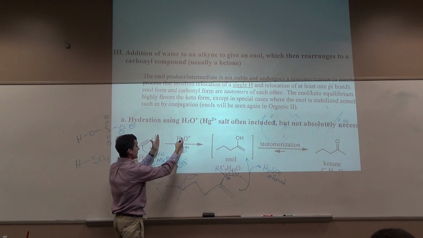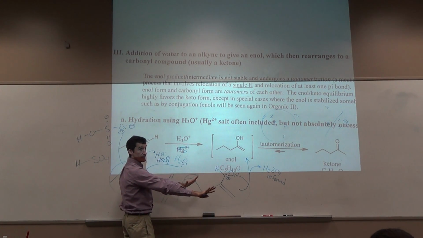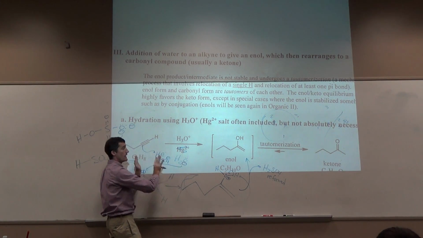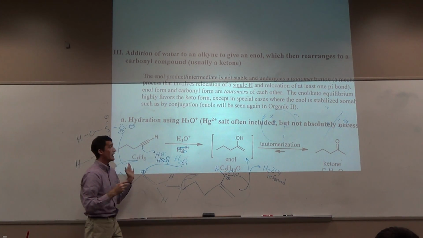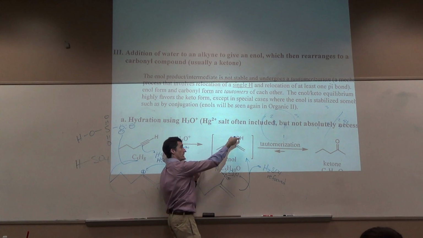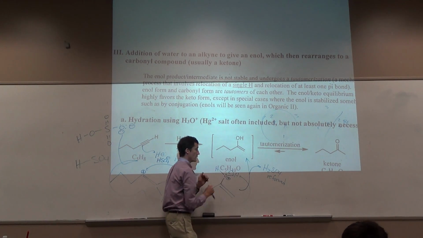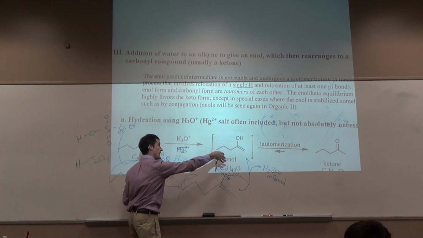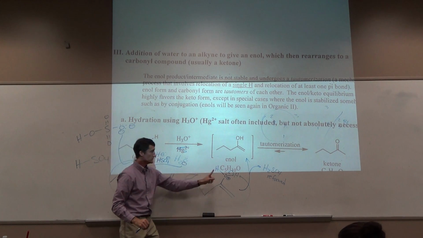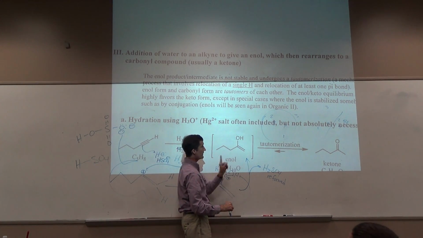This is really, we're adding water with an acid catalyst. Okay? Just like alkenes. Except we just do it once, and what do we call this structure here? Enol. It has water added to it. If you look at the formula, just H2O now added, enol.